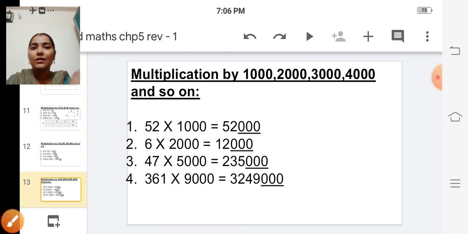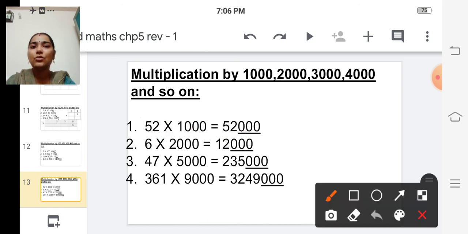Okay. The next one, 6 into 2000. So for that what do we have to do? We have to write 3 zeros at the end and then multiply this 6 into 2. So 6 2s are 12. So the answer becomes 12,000.